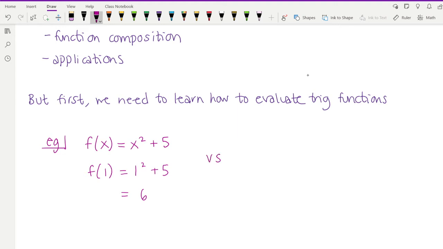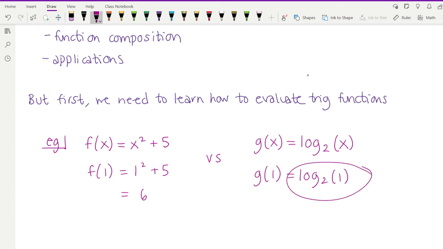So again, the one on the left is the simple, intuitive one to evaluate, but you should have also learned about logarithmic functions. So something like log base 2 of x. And how do you evaluate that? So, g of 1 would be log base 2 of 1. And this is not something that you're going to know how to evaluate unless you learn what logarithms are, right? This you could have done in middle school or even elementary school. This you definitely can't, right? You need to actually know what a logarithm is.